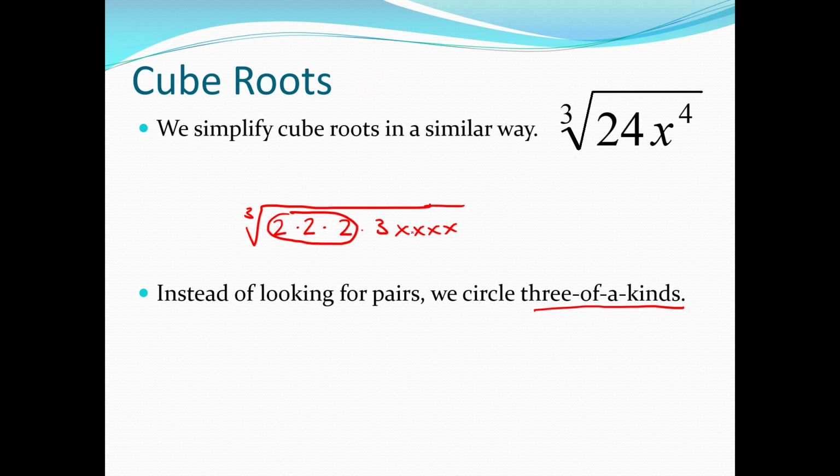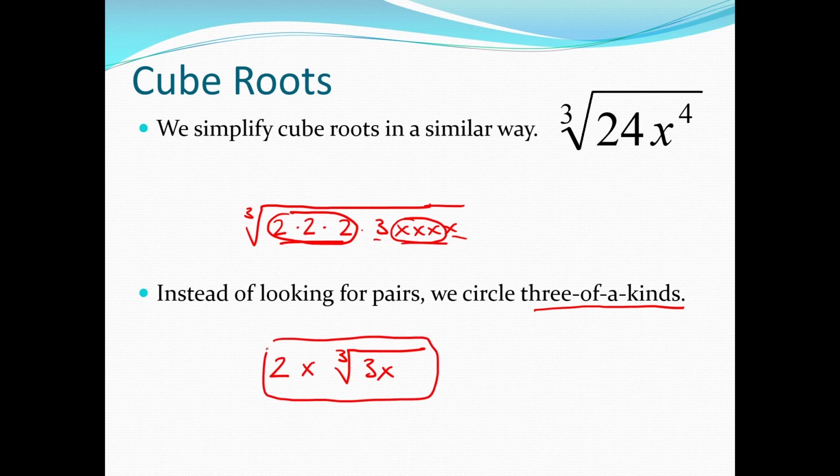That's why we circle 3 things. And there's a 3 here, we leave that alone, and there are 3 x's. Now we do the same thing. Write the radical. That 3 matters. You need to show that it's a cube root. Some textbooks will put it here, some textbooks will put it next to the symbol. Doesn't really matter. Just needs to be there. You didn't circle a 3 and an x, so put that here. You circled 1 three of a kind, so put a 2. And 1 three of a kind, so put an x, and you're done.